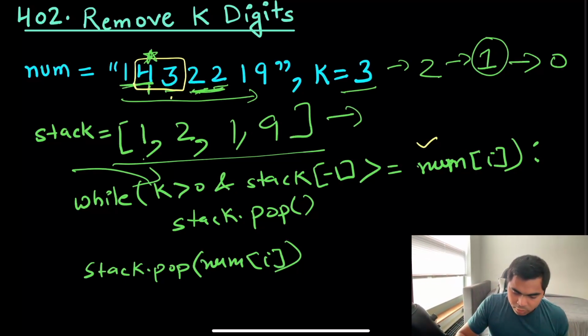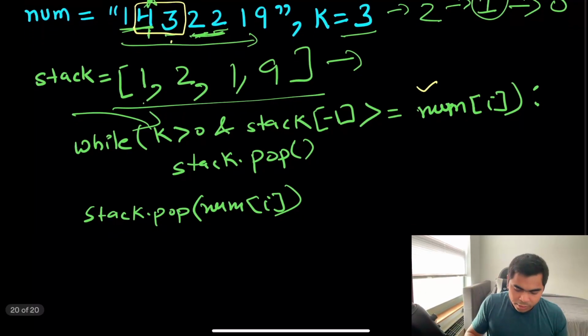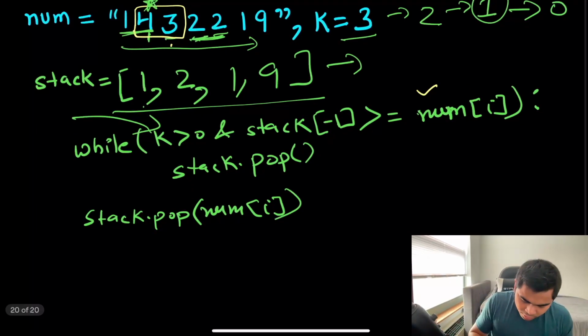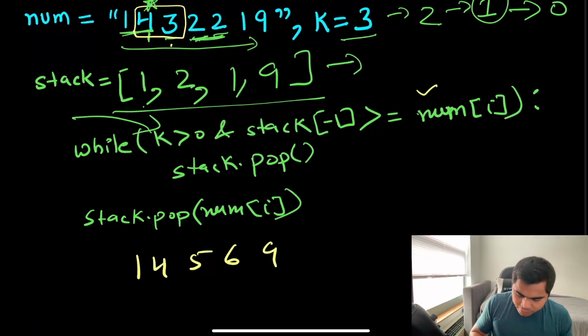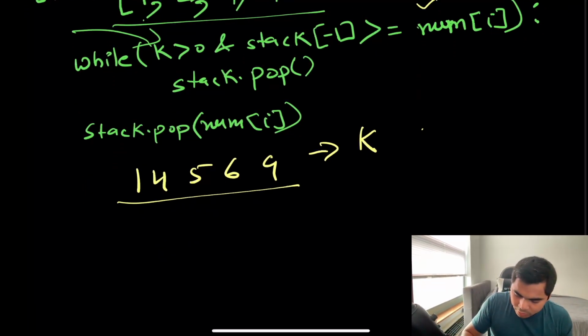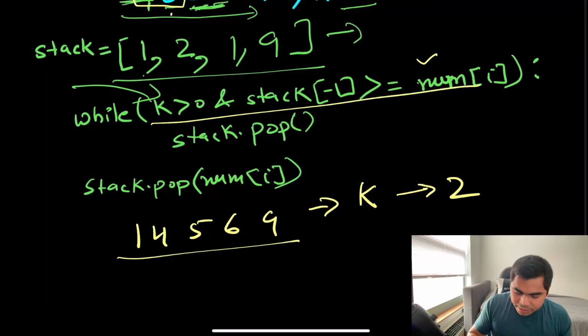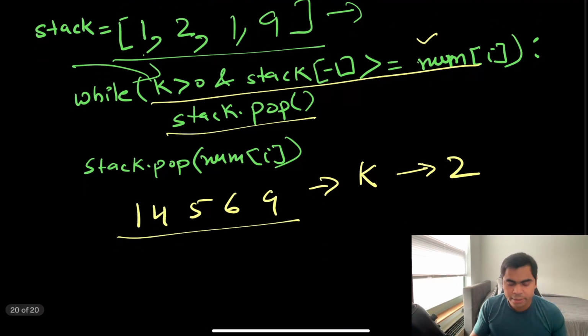Right? All right. So, but there are other scenarios. There are some edge cases that can happen. What if my number that's given to me is, let's say, 1 4 5 6 9. If this is the number given to me and my k is 2, in that case this will never satisfy, so I will not be able to pop any number.